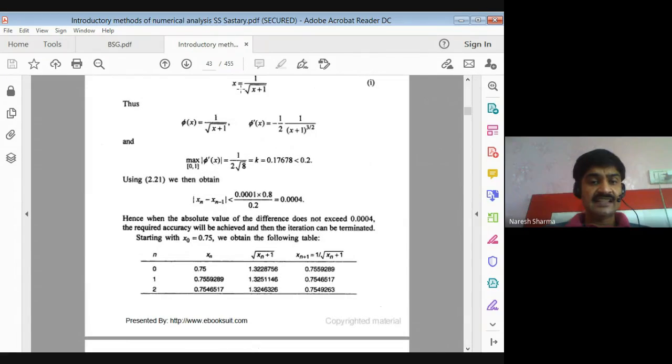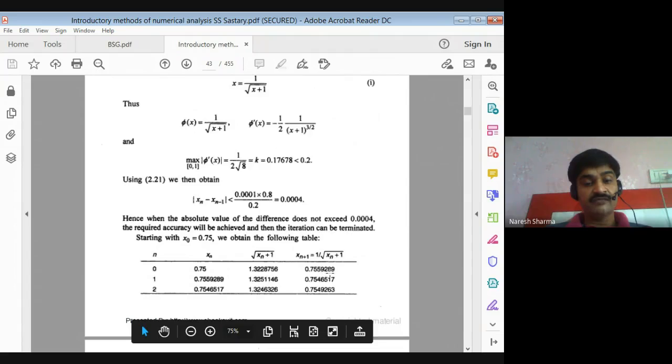So your right hand side, that is x equal to 1 by under root of x plus 1, is your phi x. So just put any value. So we assume here x naught, that is 0.75. Just put that in your right hand side, so that gives you a value of x, suppose x1. So we put here 1 divided by under root of 0.75 plus 1, that gives you 0.7559289, that is your first approximation, right? So you say it is x naught, so once you put here x naught, after solving that you get x1 now, right?